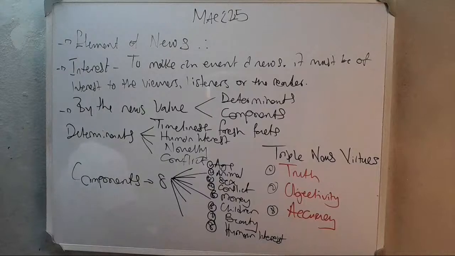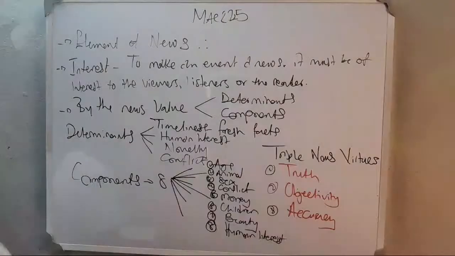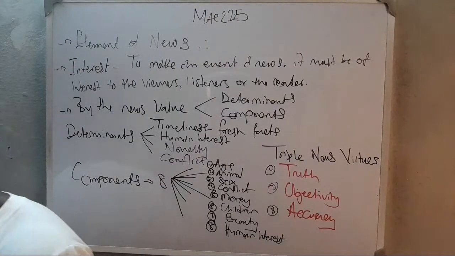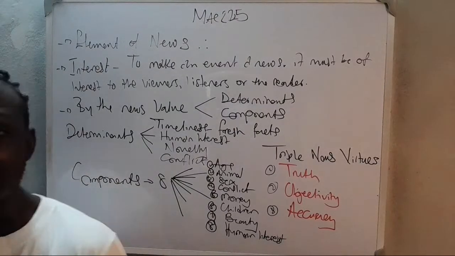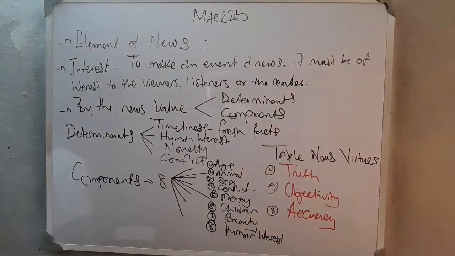And we talk about accuracy. This is the last news virtue, and accuracy is a pillar on which every story rests. Your stories must be accurate. The names, the age, address, direct quotation, everything must be on point. So we have that as that. Now let's continue.